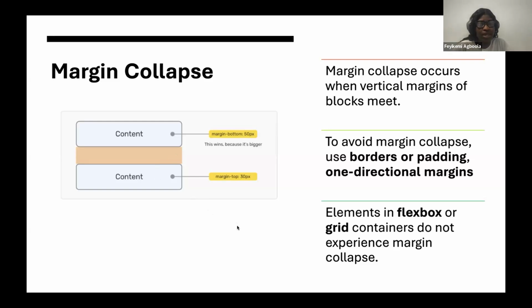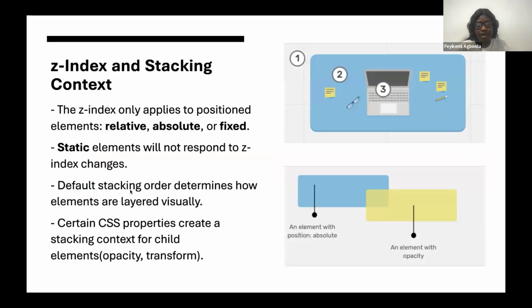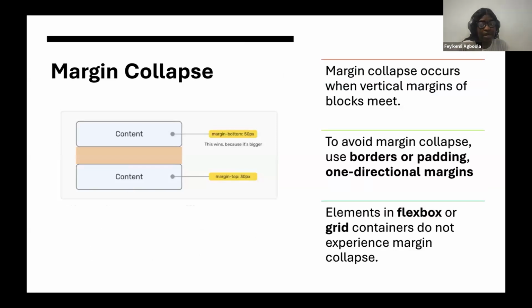Another thing to keep in mind about margin collapse is that if these elements are inside a flexbox or grid container, the margin will not collapse. We still have 80 pixels. So these are the things to keep in mind. You can apply one directional margin, meaning you can just apply margin bottom to all your elements, or stick to margin top, or you apply border or padding in between the content.